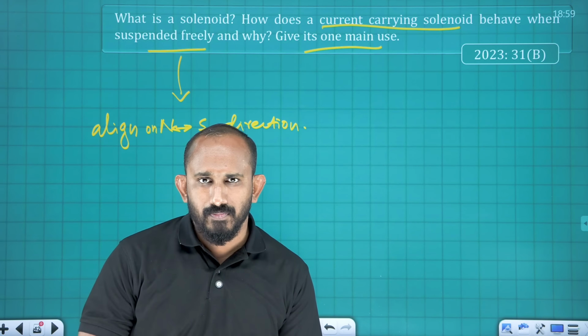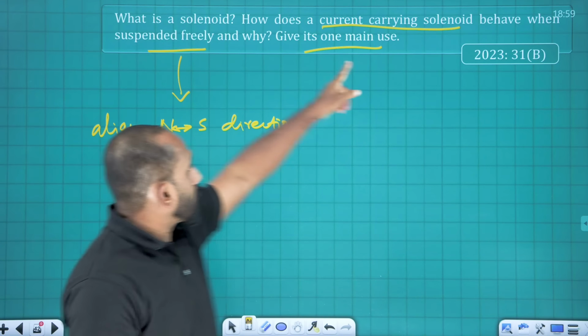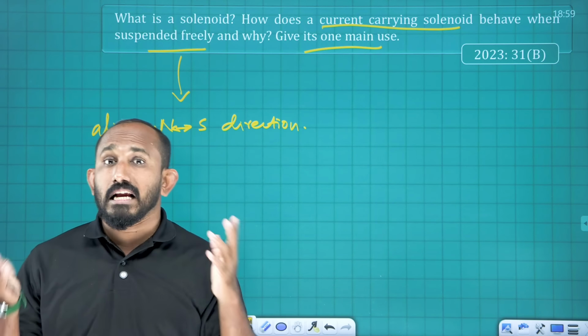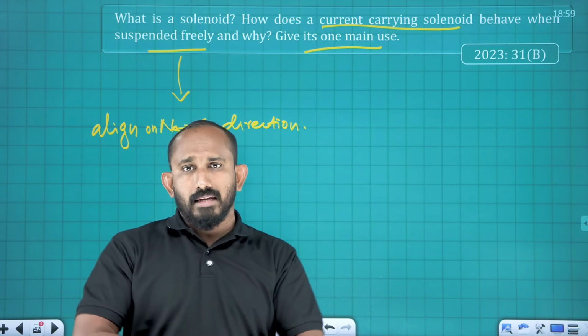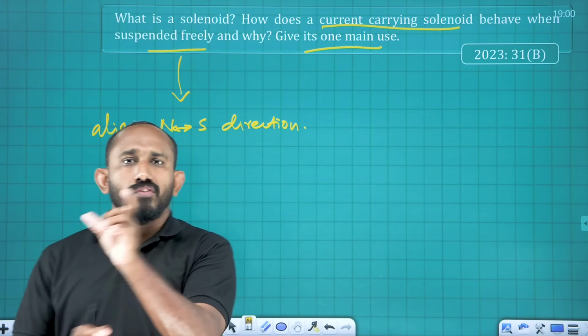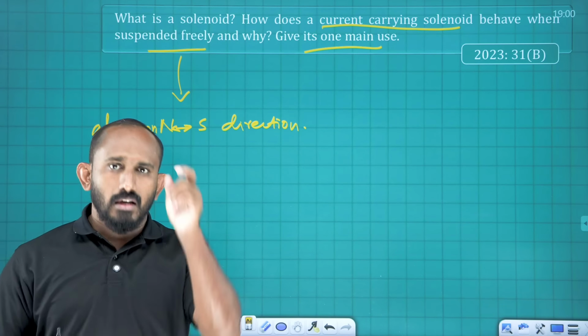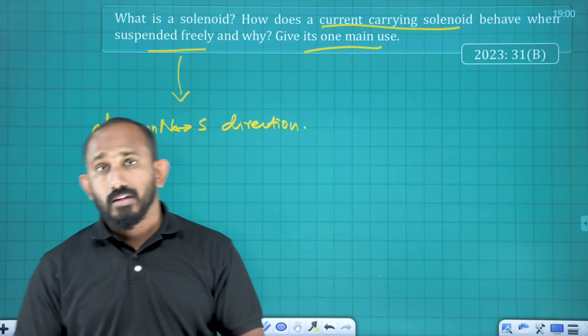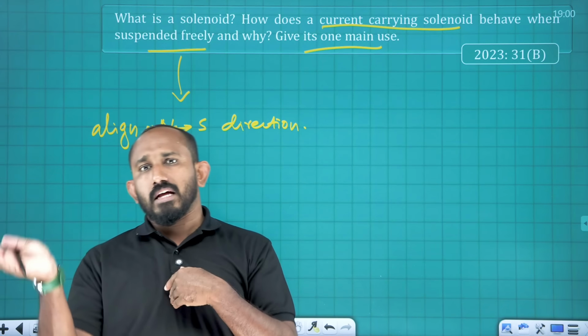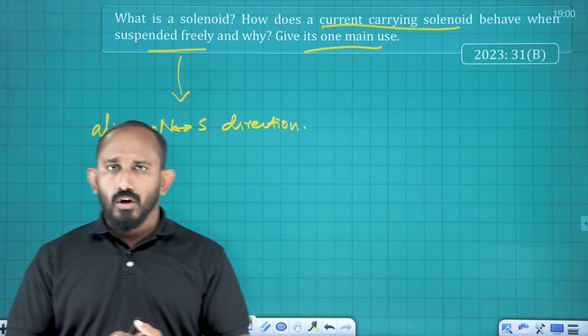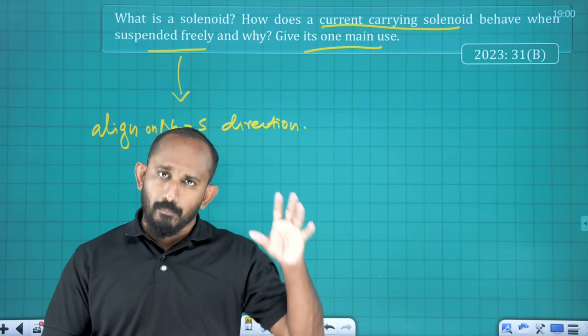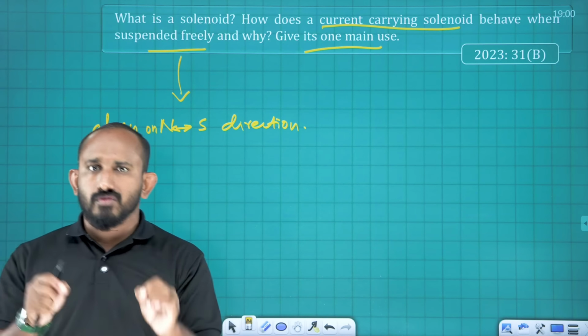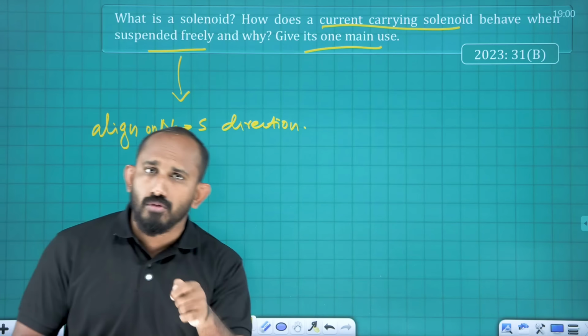You got it? Then give its one main use. It is used as an electromagnet or a temporary magnet. If a soft iron core is kept inside, whenever current is there, it will act as a magnet. It can produce a stronger magnetic field than that of a bar magnet. So nowadays, whatever electronic devices or appliances work with a magnetic field, we use electromagnets in that.